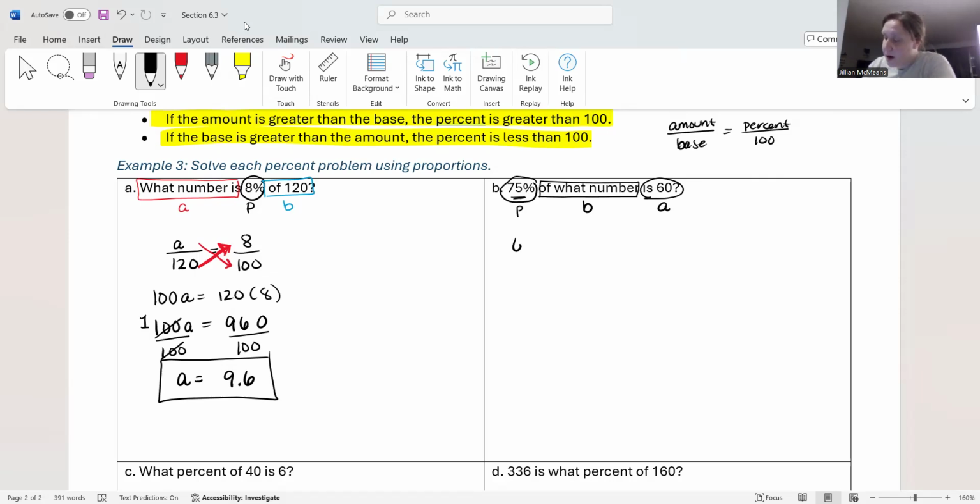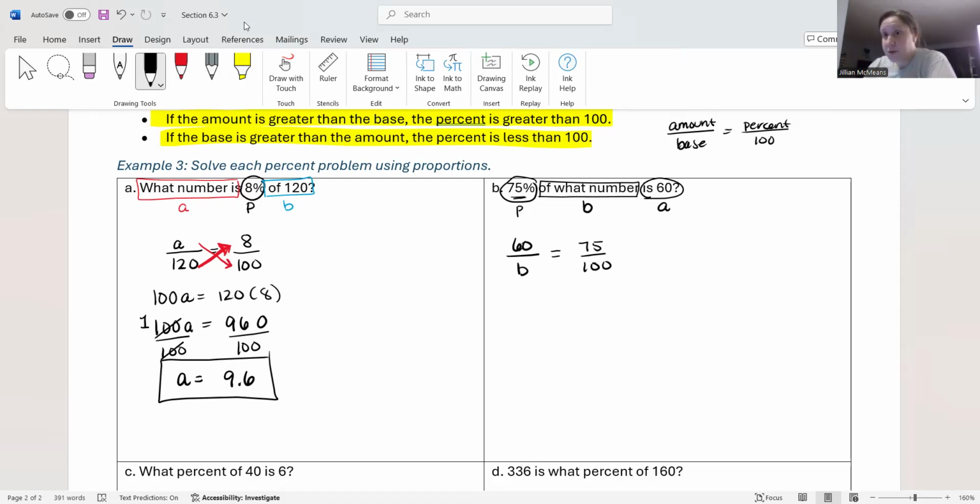Remember, it's always amount over base. The base is unknown here. And you don't have to use a B. You could use an X or something if you wanted to. And that equals 75 over 100. Remember, we don't have to convert 75% to a decimal because by putting it over 100, we're converting it to fraction form, which works, and it works better for us in this situation.